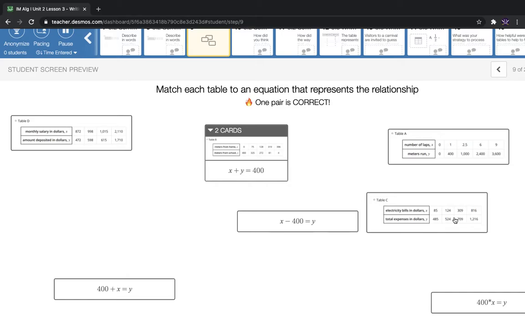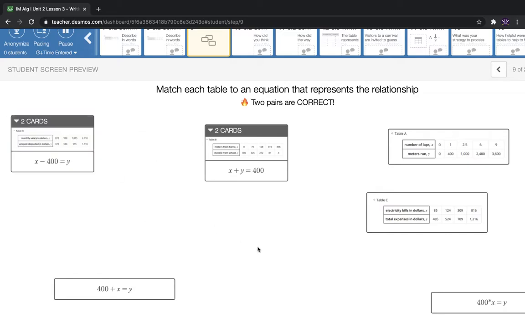Okay. Which one would that be? Okay. Let's see if this is right. No, can't be that one. Okay, because see, look, it says now we've got x minus 400 equals y, and that's kind of what this looked like, right? I took this, but oh wait, 85 minus 400 wouldn't give me that. Let's go up here and look at this. 872 minus 400, that gives you 472. Same right here. 998 minus 400, would that give you that? Yes, it would.